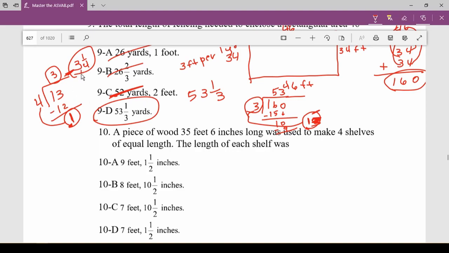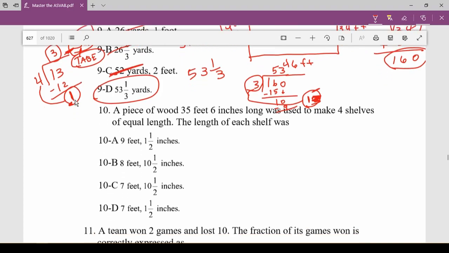And I actually have a video of this under Mastering Fractions for the Test of Adult Basic Education. That is the TABE test. If you struggle with fractions, go ahead and watch that video. It should help clear everything up in terms of fractions.